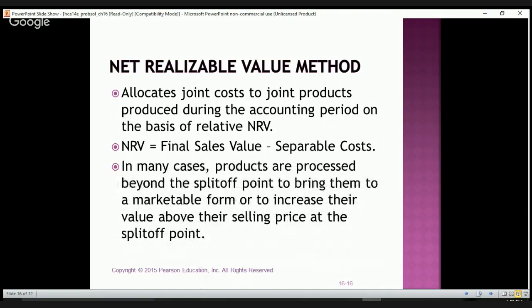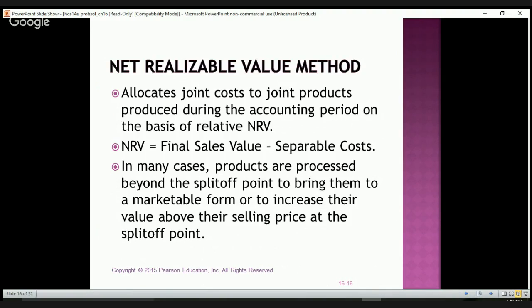Net realizable value method. In this method, it allocates joint costs to joint products produced during the accounting period on the basis of relative NRV. NRV equals final sales value minus separable cost. In many cases, products are processed beyond the split-off point to bring them to a marketable form or to increase their value above their selling price at the split-off point.